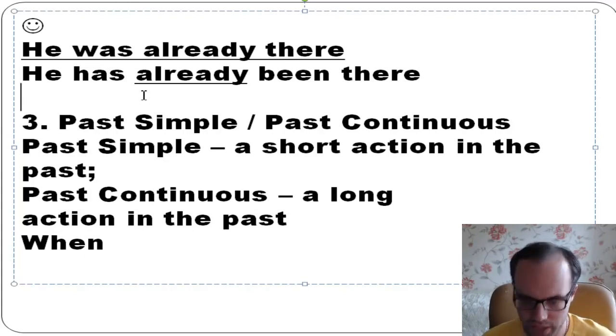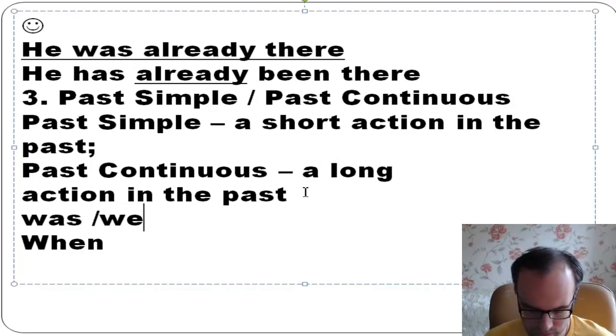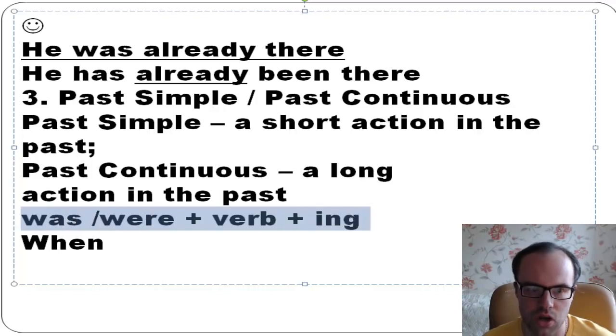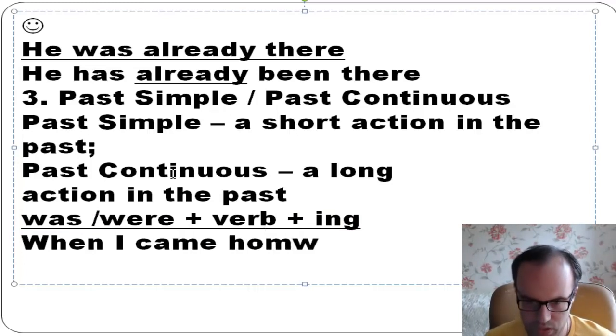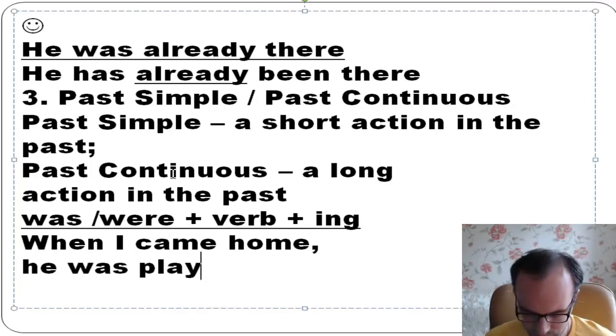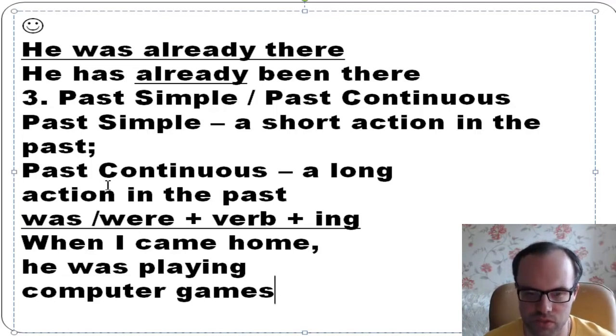Look, and we form it this way: was or were plus verb plus ing. So look, when I came home, he was playing computer games.